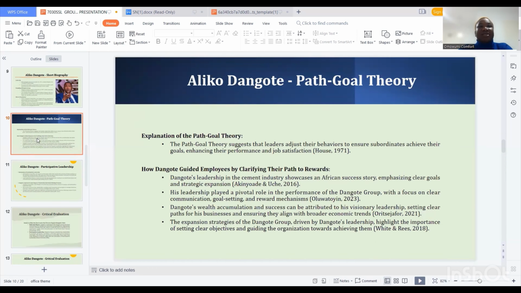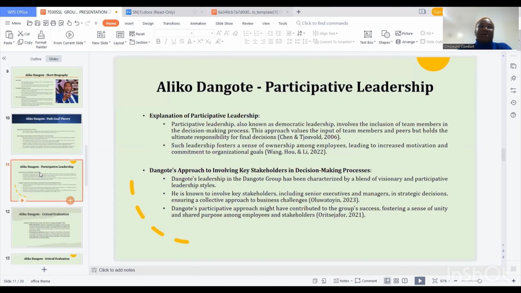More so, his leadership style promotes a culture of meritocracy, creating an environment where employees are motivated and empowered to perform to their highest level. Through this practice, Dangote effectively guides his team towards success and cultivates an atmosphere of excellence. Our next slide will be talking about participative leadership.